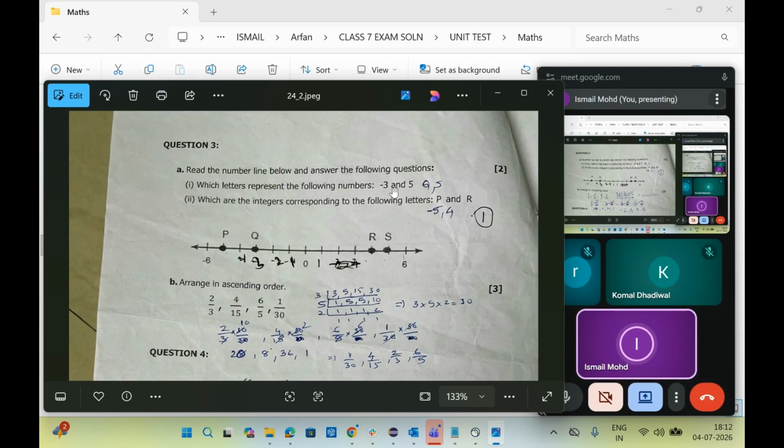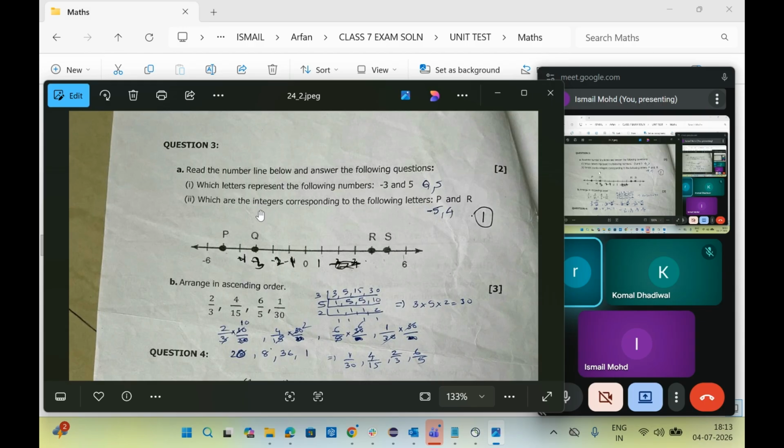Which letters represent minus 3 and 5? If you see here, minus 6 is this one. This will be minus 5. This will be minus 4. This will be minus 3. So minus 3 is represented by Q. And this is 0, 1, 2, 3, 4, 5. 5 is represented by S. This is the answer. Q and S.